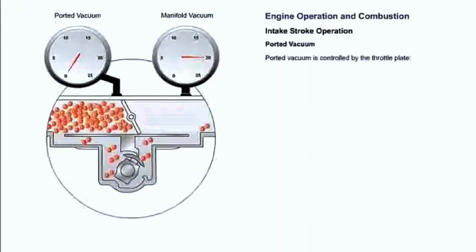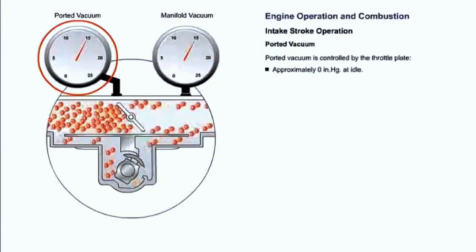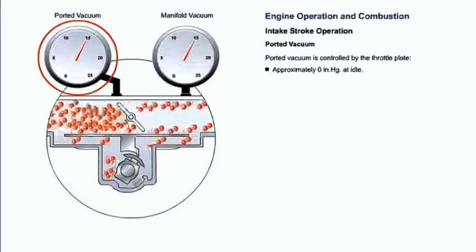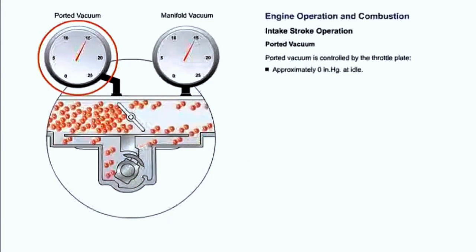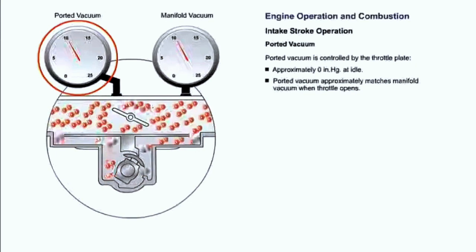The term ported vacuum refers to pressure that is controlled by throttle movement. As the throttle opens, the throttle plate moves past the port, changing it from the atmosphere side to the manifold side of the throttle plate. The resulting pressure drop is called ported vacuum.